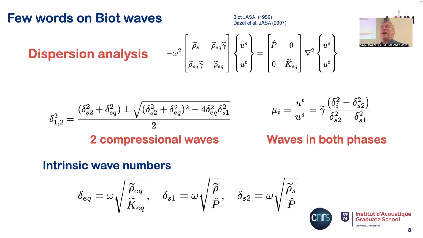And associated to the eigenvalue, we have a ratio which is mu, and this ratio is, for one wave, the ratio of the total displacement over the solid displacement. Because in the porous materials, because this is coupled, we have a wave which is propagating in both media, in the solid and in the fluid. And mu controls the ratio between both.